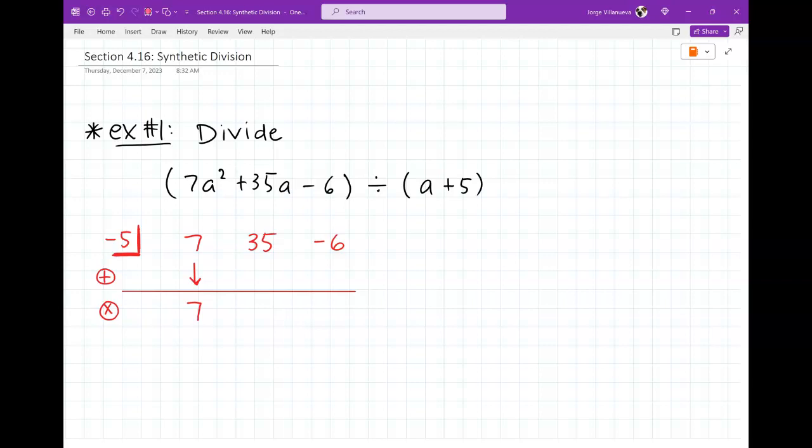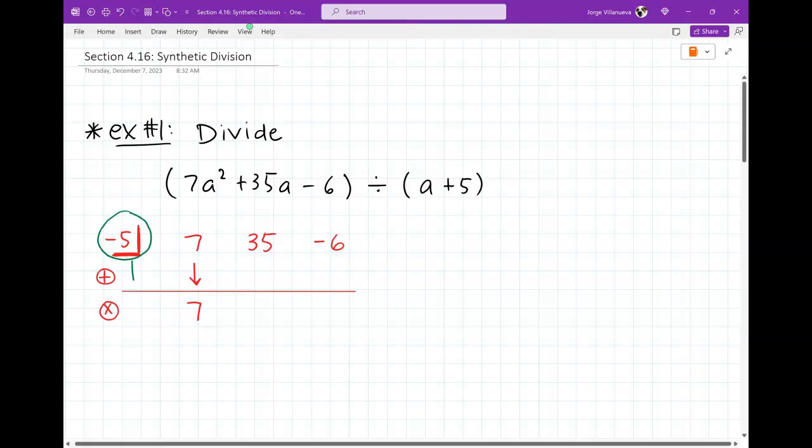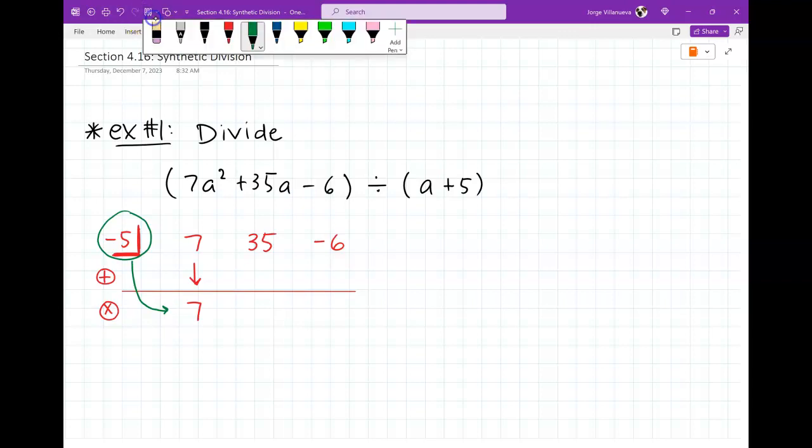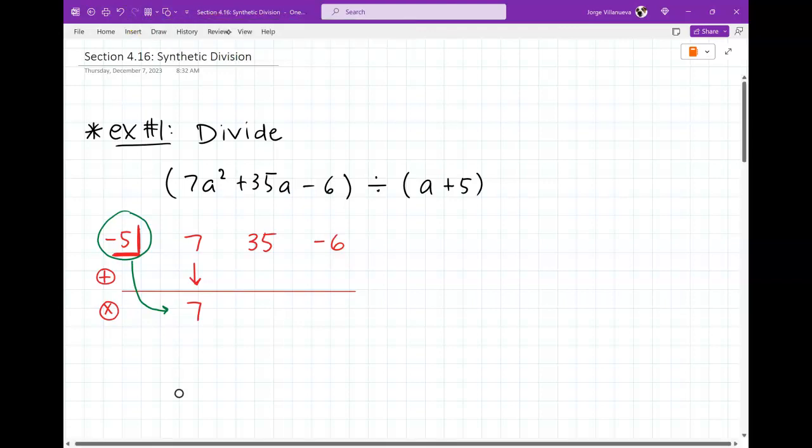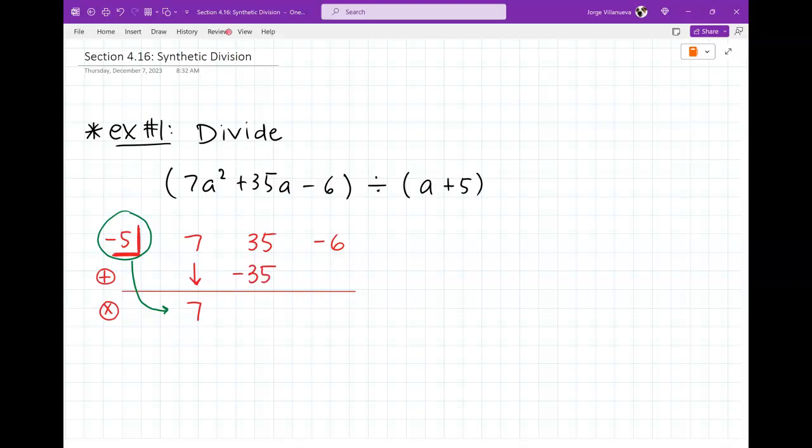Any number that is in the bottom gets multiplied by the number in the half box, okay? So any number that's on the bottom is going to get multiplied by the number inside of that half box, so minus 5. So what's negative 5 times 7? Negative 35. So I'm going to write the answer on top. Remember, we're going to be going bottom to top, bottom to top, bottom to top. We're going to be jumping back and forth until we run out of room, okay?